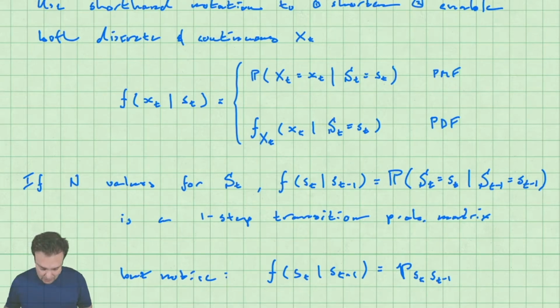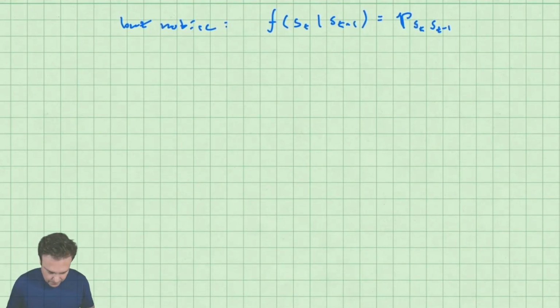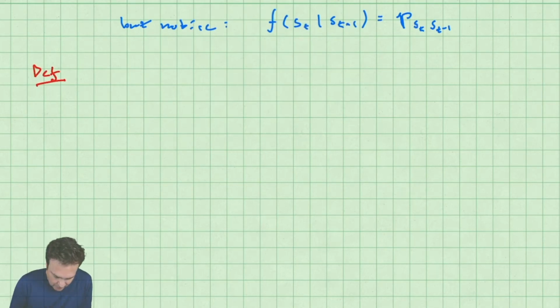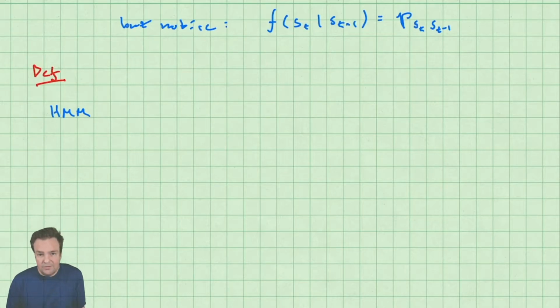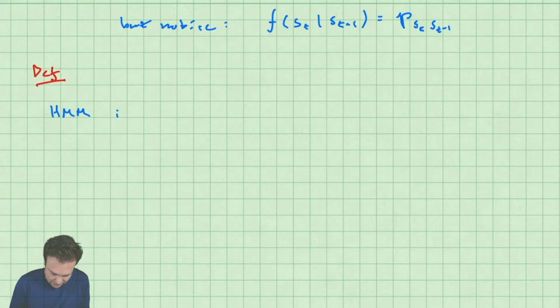Let's go ahead and make our formal definition of a hidden Markov model. So here we go, this is a definition of a hidden Markov model. We'll say a hidden Markov model is a pair of stochastic processes, or a doubly stochastic process.